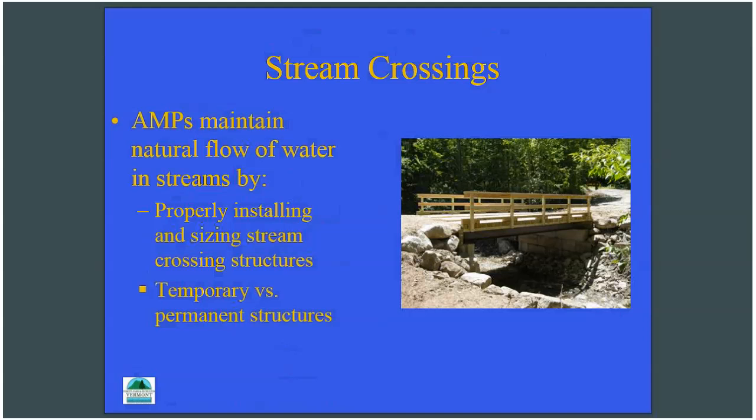Truck road crossings, for example, can often be permanent features that require careful design, installation, and long-term periodic maintenance. Permanent stream crossing structures are occasionally installed on skid trails if the landowner has long-term access needs. It's important that permanent stream crossing structures be monitored and maintained to make sure they're functioning correctly and kept free of debris.